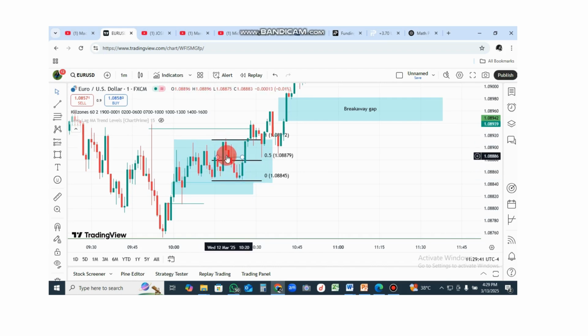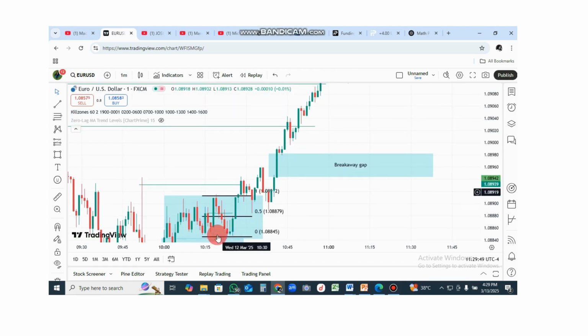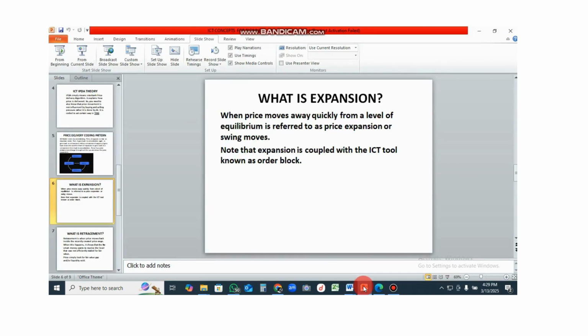So you look, price hits the middle of it, and boom, it hits it for the second time, and boom, price moves away from the range. That is what we refer to as expansion. So when price expands like that, it moves away from a level of what? Consolidation or equilibrium. That's expansion.